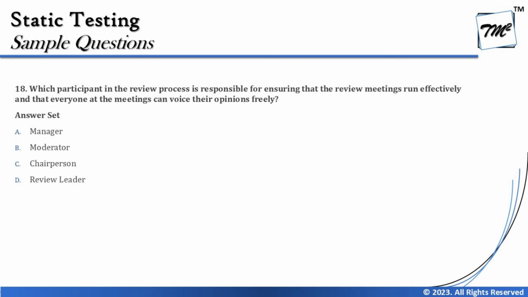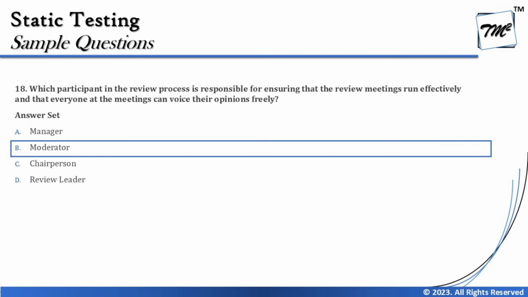Let's look at the options: A, manager, B, moderator, C, chairperson, D, review leader. In this, C is not a standard role at all, and the manager is not someone who makes sure that people can talk freely, and again, the review leader does not have that responsibility. So put together, the right answer for this particular question is B, moderator. As per the standard syllabus, it clearly says that the moderator is the person responsible for making sure the meeting runs effectively when held. So the moderator takes care of that.